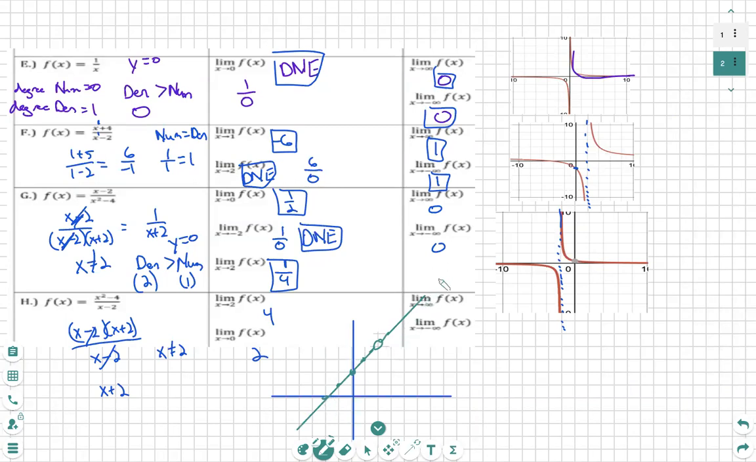Now, as we keep going to positive infinity, I'm just going to keep rising. We're going to go to positive infinity. As I go towards negative infinity, we're going to keep going down, and we're going to get to negative infinity. Those are all those values.